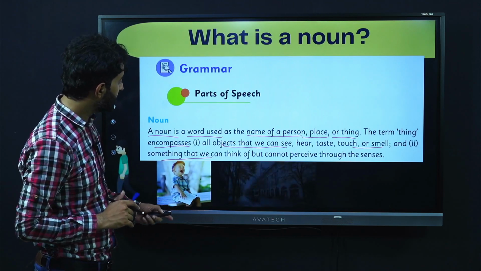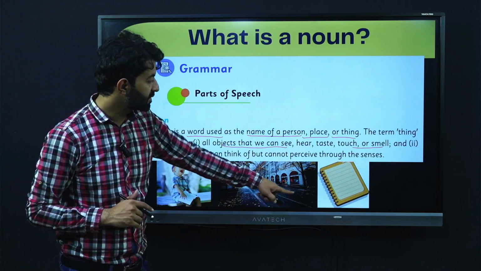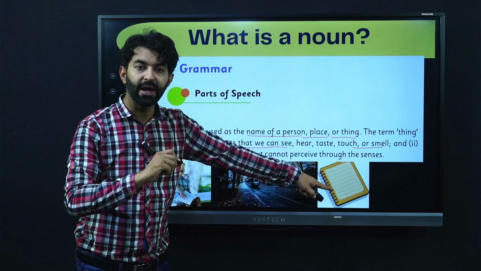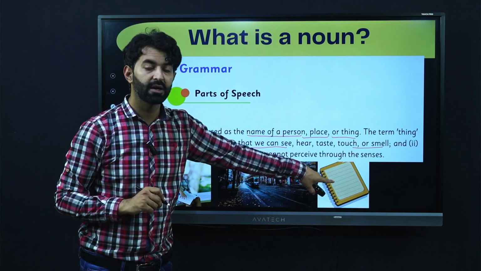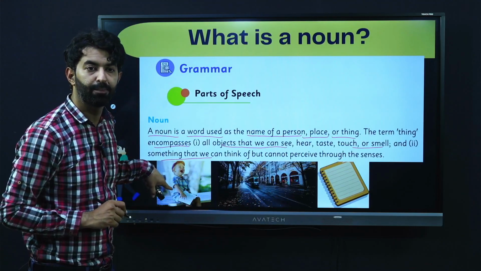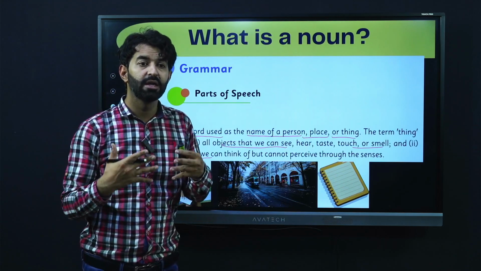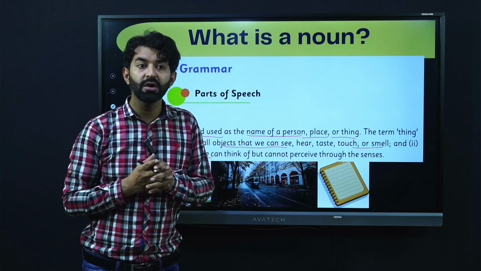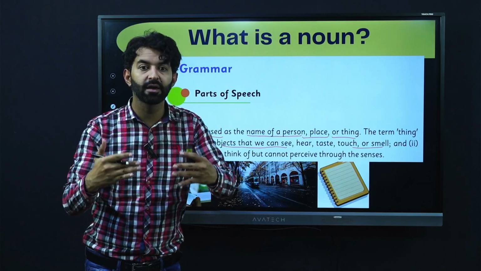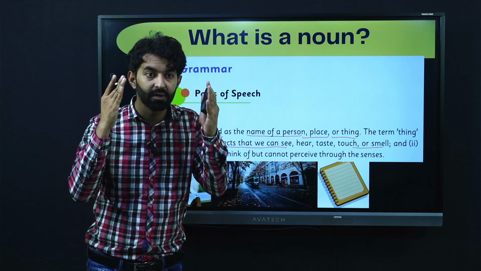Now, see, this could be a name of a place. This is a diary. I can see it, I can touch it, I can write on it. So diary is also our noun. But here the child is happy. Obviously, he's laughing and he is very happy. Now, I cannot see happiness in front of me, but I can experience it with my experience and my senses, right?